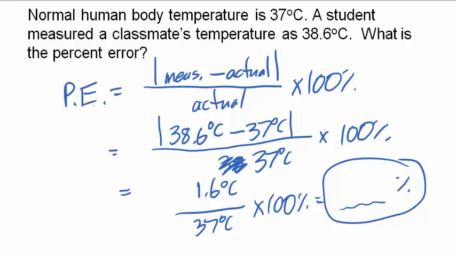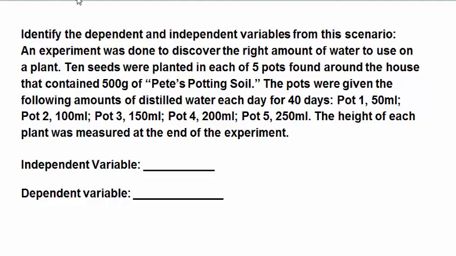Okay, so in number 8, it says identify the dependent and independent variables from this scenario. An experiment was done to discover the right amount of water to use on a plant. 10 seeds were planted in each of the 5 pots found around the house that contained 500 grams of peat potting soil. The pots were given the following amounts of distilled water each day for 40 days. Pot 1 is 50 milliliters, pot 2 is 100, pot 3 is 150, pot 4 is 200, pot 5 is 250 milliliters. The height of each plant was measured at the end of the experiment.